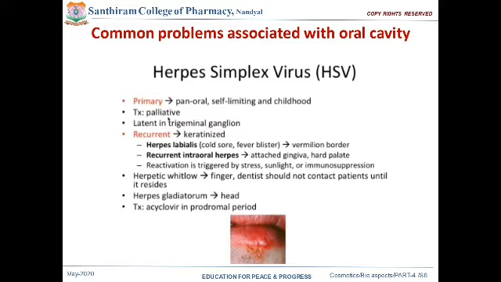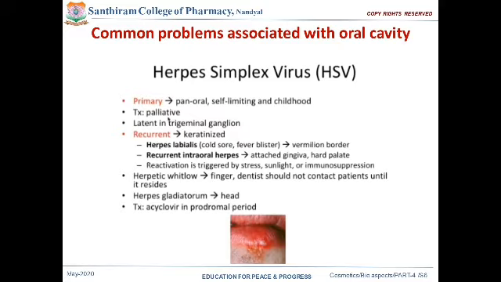After the primary infection, the virus never leaves the body, it actually just stays latent or dormant in the trigeminal ganglion. Now, that infection can return, and that's when you get a recurrent herpes simplex virus. Reactivation can be triggered by stress, sunlight, or immunosuppression, to name a few. When the herpes virus rears its ugly head, the recurrent infection looks a lot different from the primary infection.